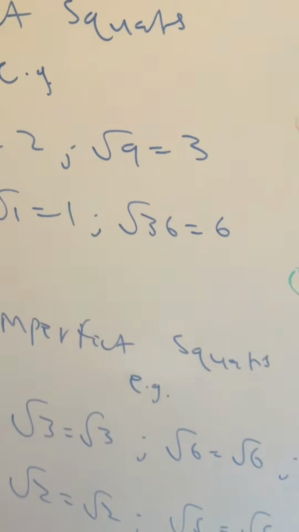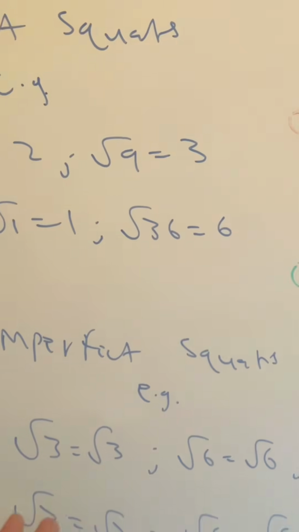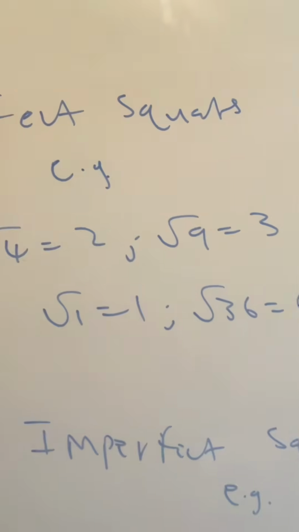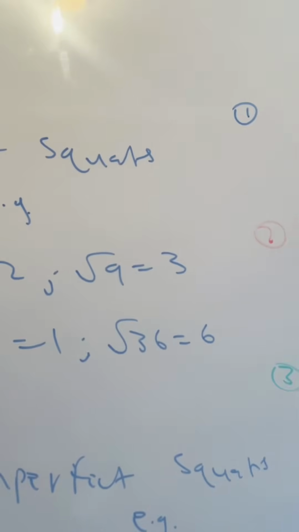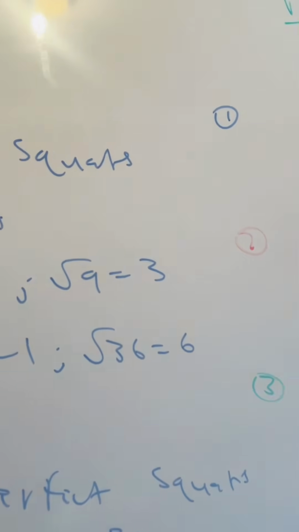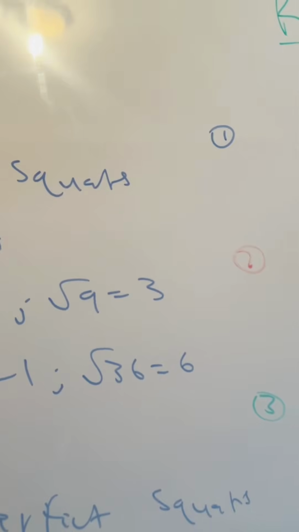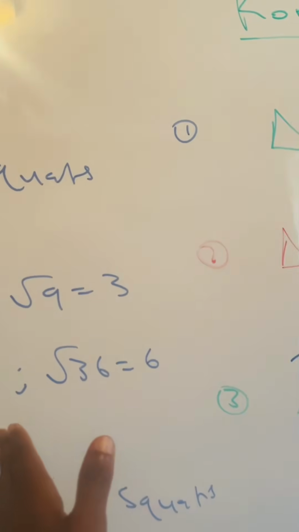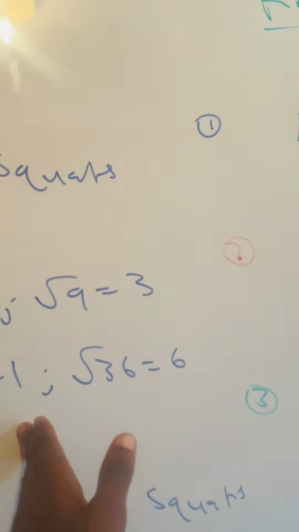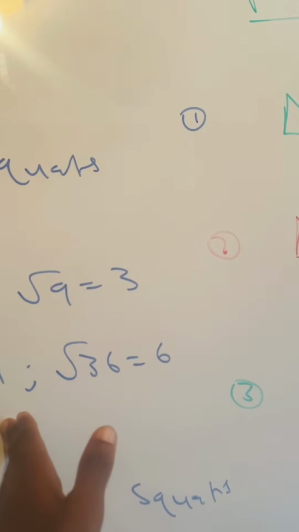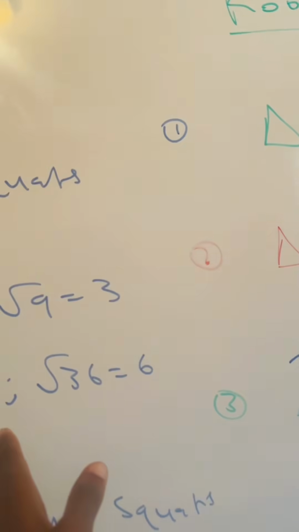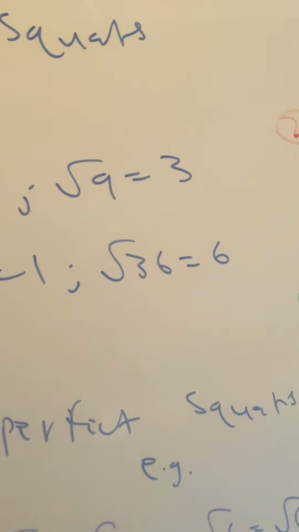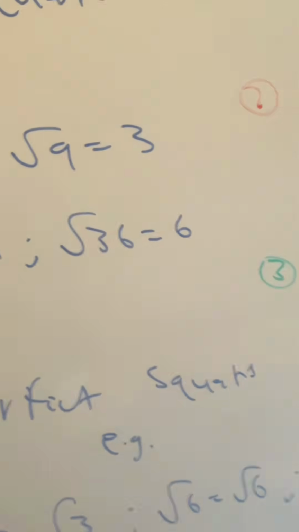Now when you come to the imperfect squares, which are irrational numbers, irrational numbers are non-terminating and non-recurring. They don't repeat themselves. They don't even stop. They just keep on continuing. But rational numbers stop, or they can repeat themselves. Check 1 over 3, which is 0.3333, meaning a rational number. So back to imperfect squares. Any number that you put inside the square root that does not give a natural number, we call it imperfect squares.